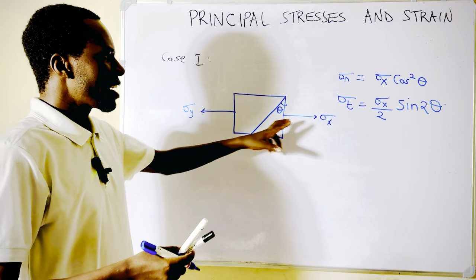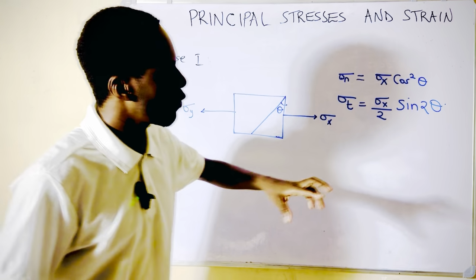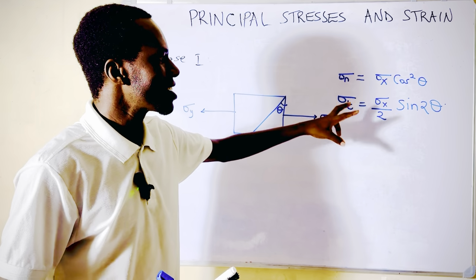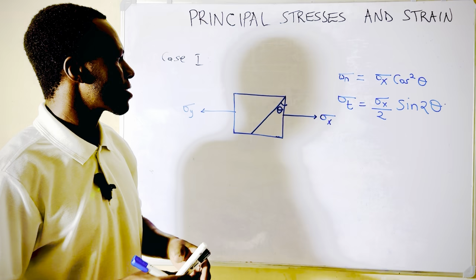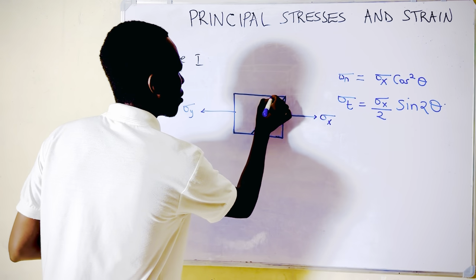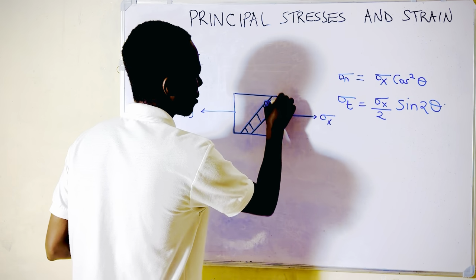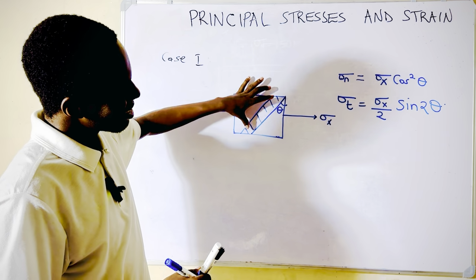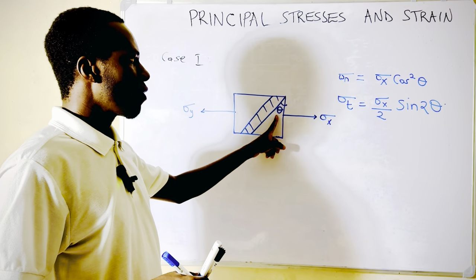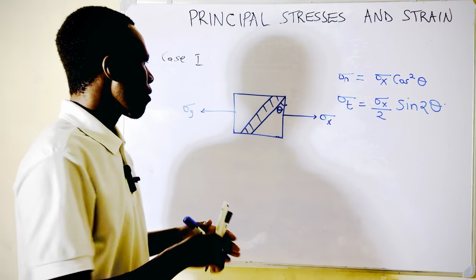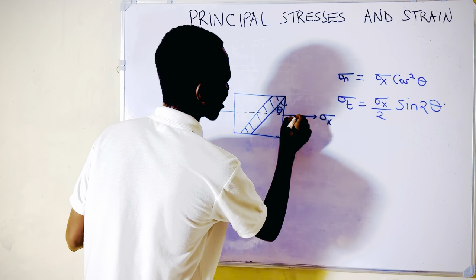If a member is subjected to stress like this, these two expressions are quite important for you to calculate the normal stress and tangential stress. What I would love to emphasize is that the angle in which this plane is inclined should be the oblique angle, which is theta, with reference to the vertical. Of course, if we say this is the principal axis, the major principal axis.